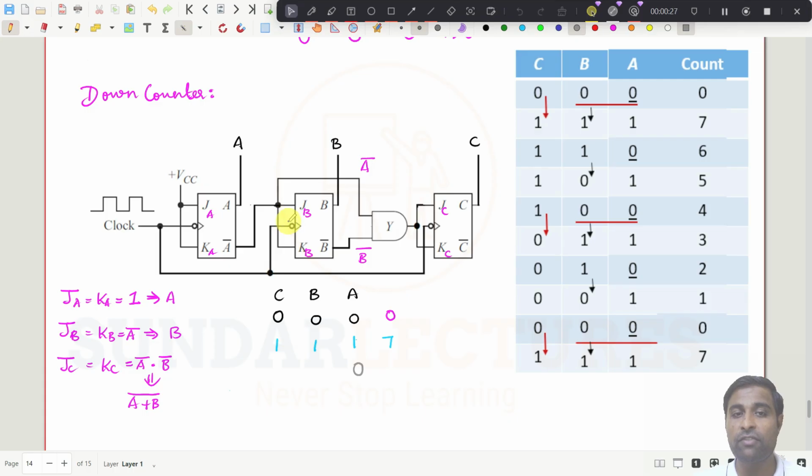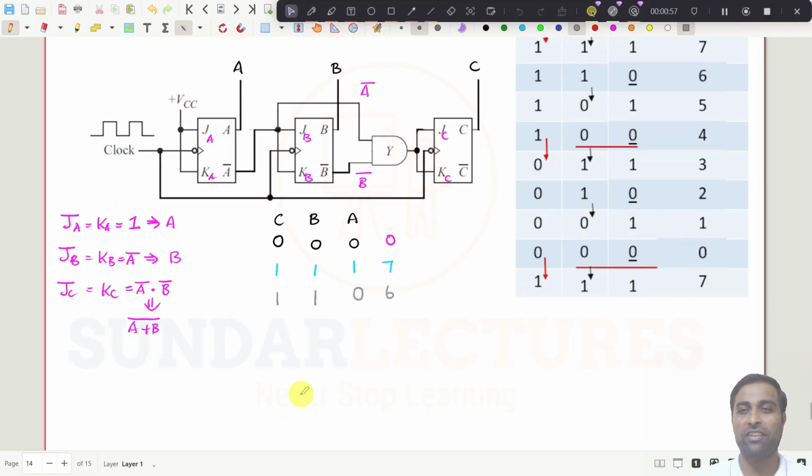So if 0 is given, then whatever the previous state, it will be no change. So this stage will be no change as 1. Again A and B has to be ORed, and it has to give as OR. If you OR these two, what you will get? 1 bar. 1 bar means 0. So this JC and KC will get 0. 0 means it is going to retain the previous state. What is the previous state? It is 1. So what is 110? It is actually 6. Try to understand very clearly.